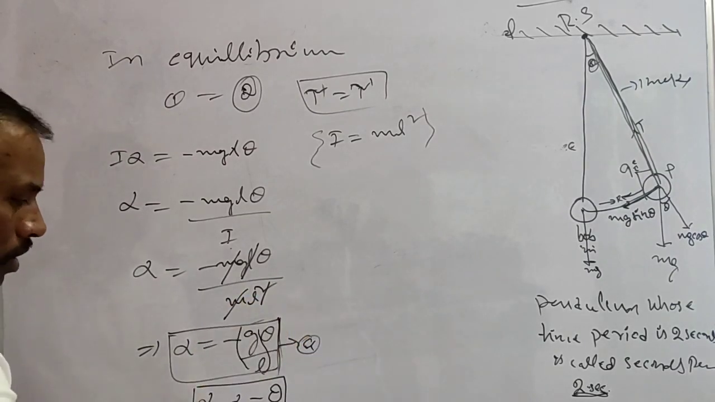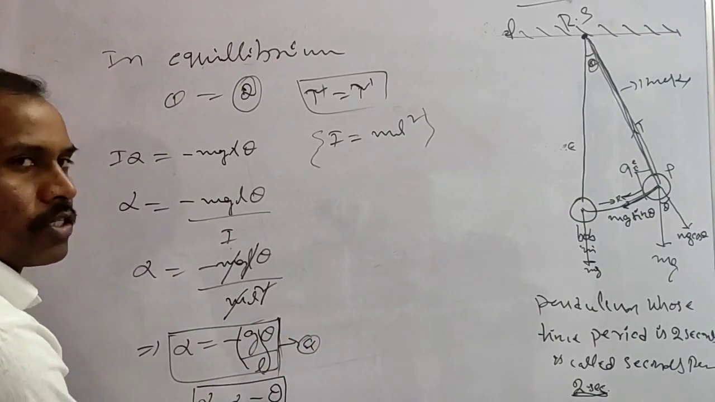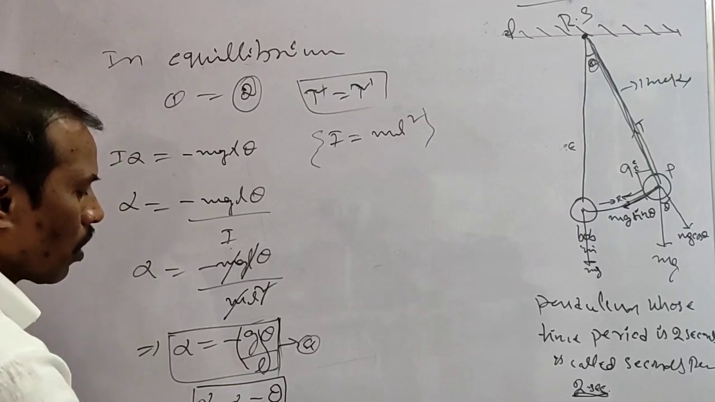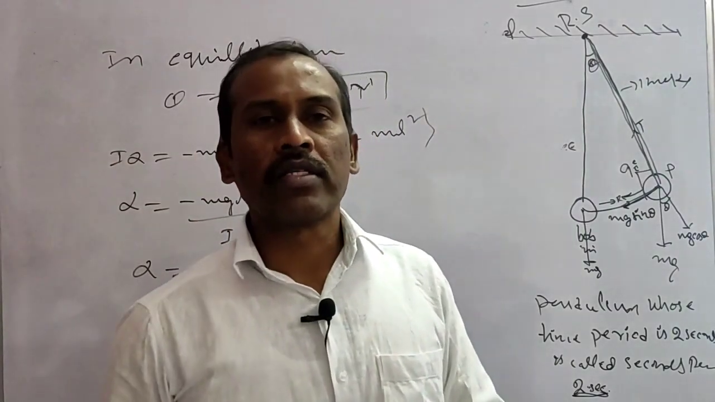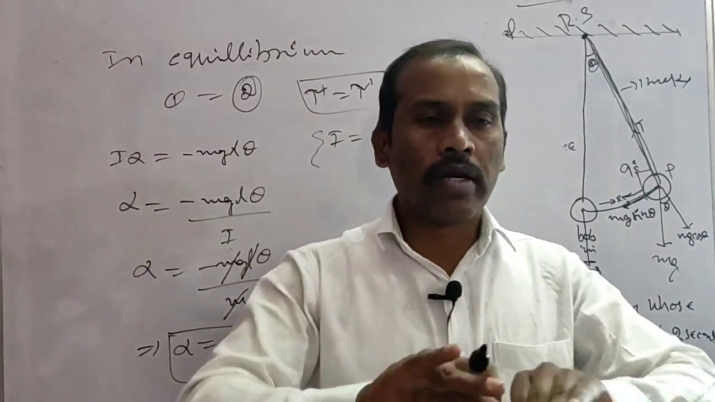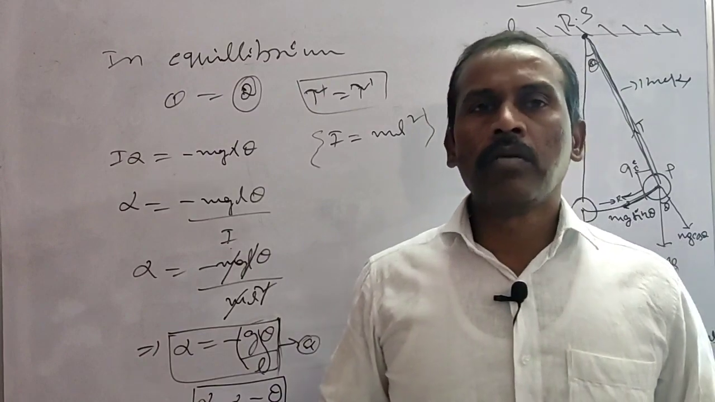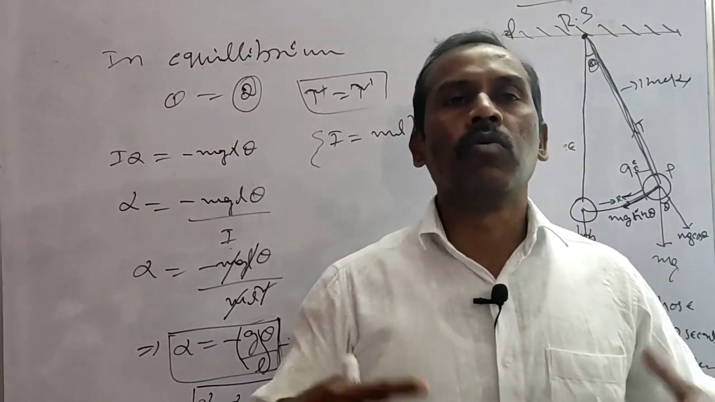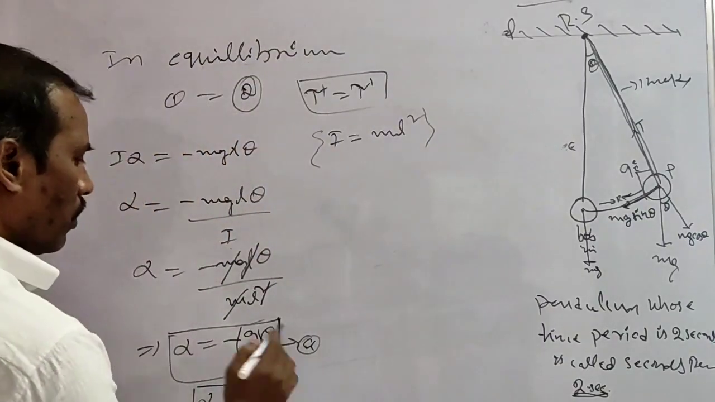So angular acceleration is directly proportional to angular displacement, and these two are in opposite directions. The negative symbol indicates that angular acceleration and angular displacement are in opposite directions. So the simple pendulum is executing simple harmonic motion. This is equation A.